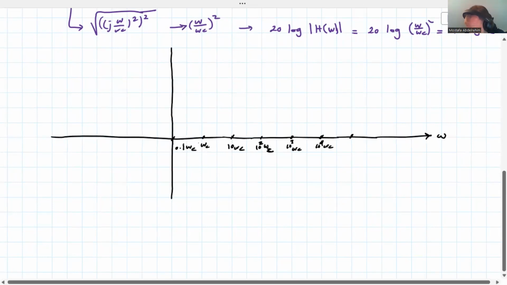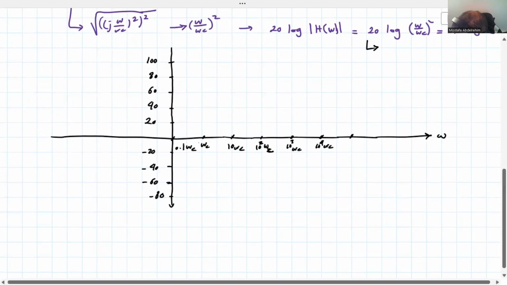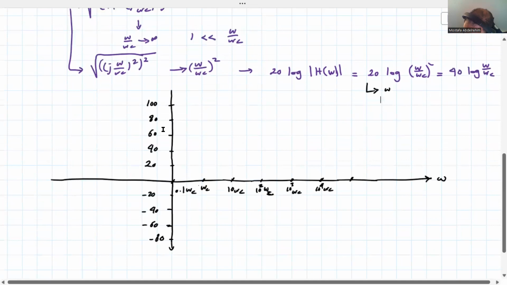The y-axis, let's make it in steps of 20. So 20 decibels, 40 decibels, 60 decibels, 80 decibels, 100 decibels. And same here, minus 20, minus 40, minus 80. And let's take some examples. First here, when omega equals omega c, that will be log 1. Log 1 is 0, so that will be 0.